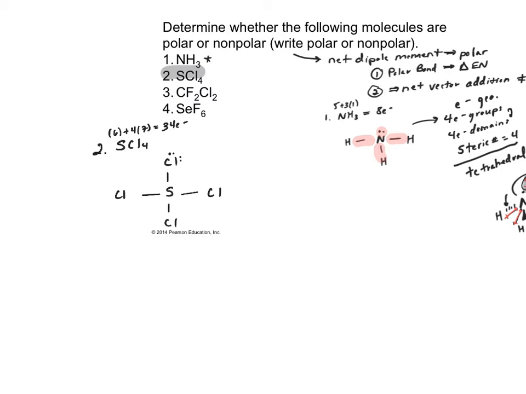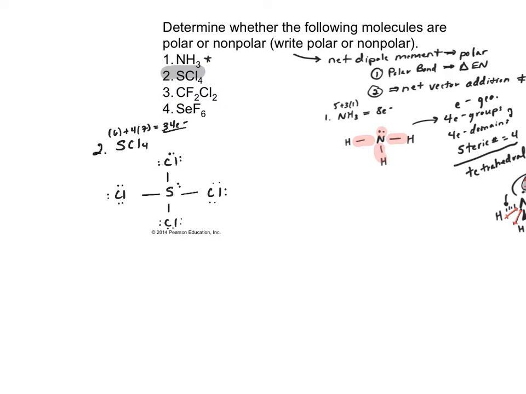We'll fill in these outer octets. 2, 4, 6, 8, 10, 12, 14, 16, 18, 20, 22, 24, 32. Okay, so 32 is what we distributed, but we had 34 to place. So that extra 2 electrons goes as a lone pair on the central atom.